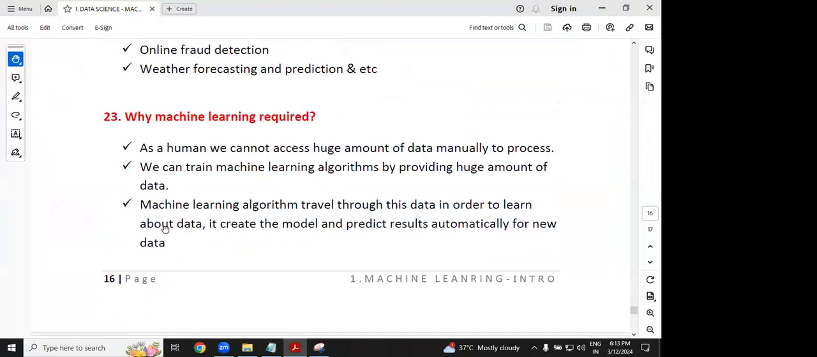Best example: the first time I came to Hyderabad, if I didn't travel through Ameerpet, I could not understand what Ameerpet is and what the directions are. Where a tea center is available, where a theater is available, if you want to understand, you have to travel. Same thing here. If you deploy an algorithm on this data, it will travel with the data and start understanding it. It creates the model and predicts results automatically from new data. Good.